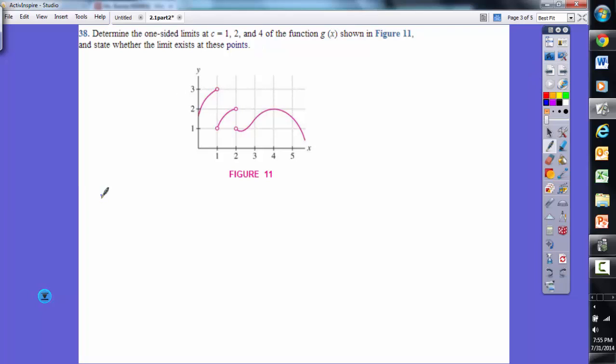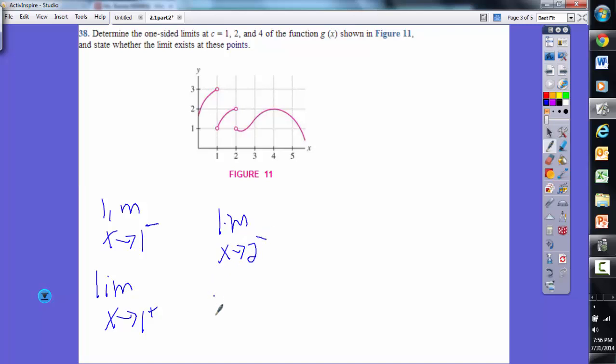Determine the one-sided limits. So that means we have to do the limit as x approaches 1 from the left, the limit as x approaches 1 from the right, the limit as x approaches 2 from the left, the limit as x approaches 2 from the right, the limit as x approaches 4 from the left, and the limit as x approaches 4 from the right. So let's start with 1 from the left.